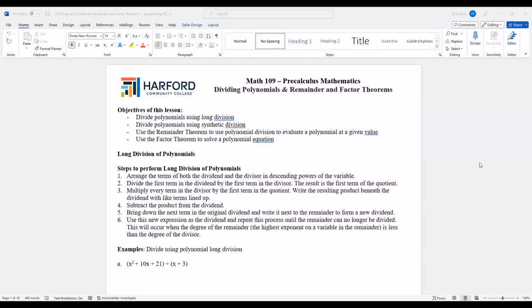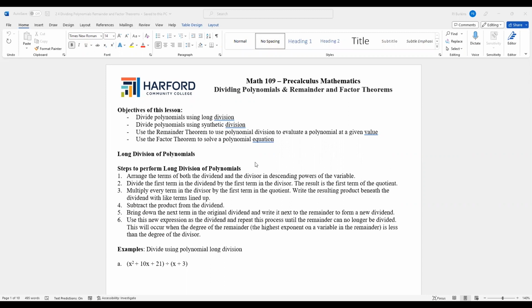All right, so in section 2.4, we're talking about dividing polynomials and the remainder and factor theorems. So we're going to do long division, which you might recall, but we're going to do it now with polynomials. We're going to do synthetic division, which you're all going to love. And then we'll talk a little bit about the remainder and factor theorem.